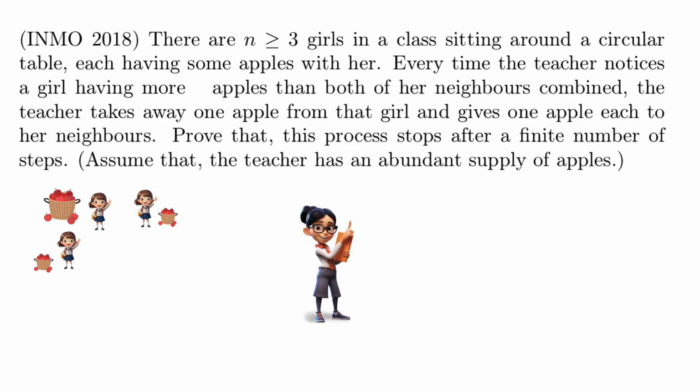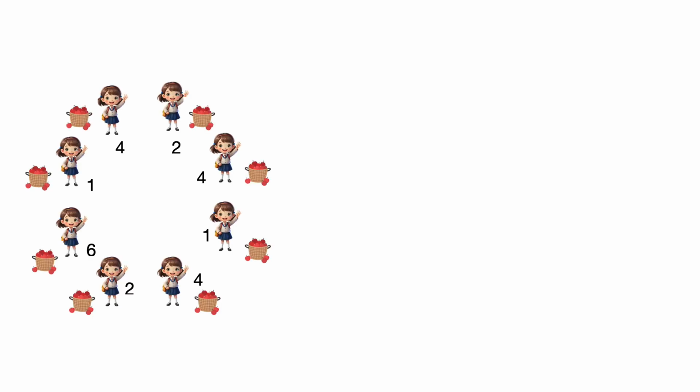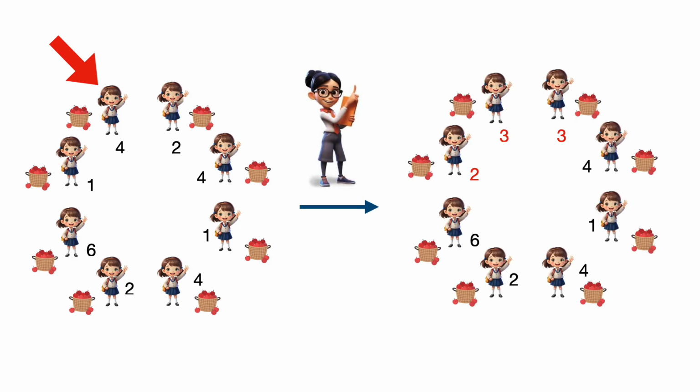We're going to solve this problem today using an important technique that often comes up in Olympiads. Let's look at an example. Suppose you have a bunch of girls. Now look at the top left girl. She has 4 apples, but her neighbors combined have only 3 apples. The teacher steps in and redistributes the apples. And now that girl has 3 apples, 1 apple less, and her neighbors have 1 apple extra.